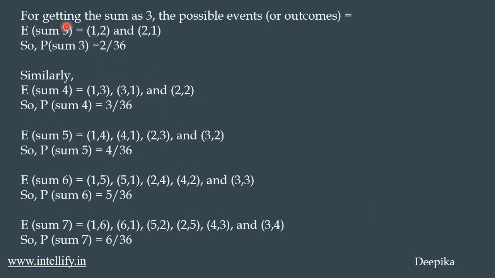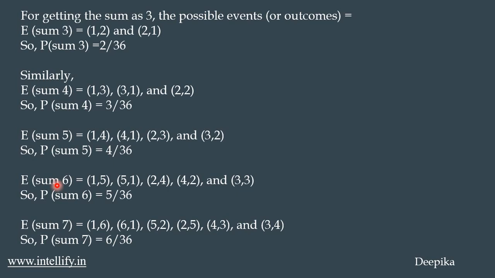Now similarly, for getting the sum as 3, the possible events or outcomes, that is event E of sum 3, is 1, 2 and 2, 1. So probability of getting sum 3 is 2 by 36. Similarly, event E of getting sum 4 is 1, 3, 3, 1 and 2, 2. So probability of getting sum 4 is 3 by 36. Event E of getting sum 5 is 1, 4, 4, 1, 2, 3 and 3, 2. So probability of getting sum 5 is 4 by 36.